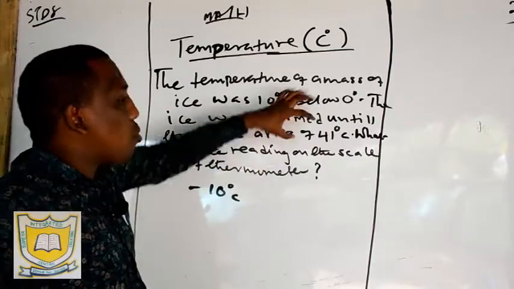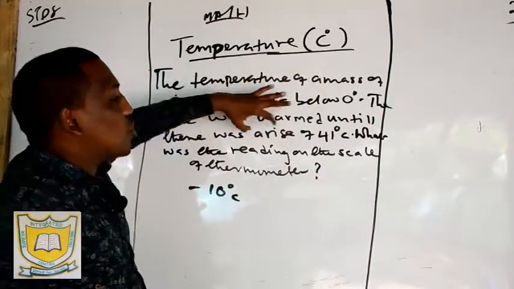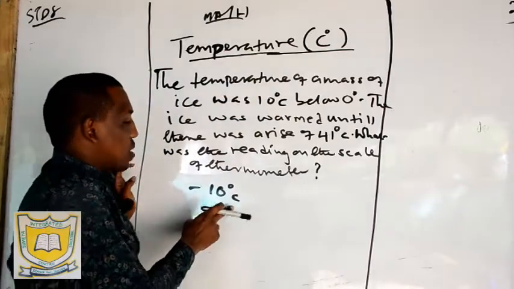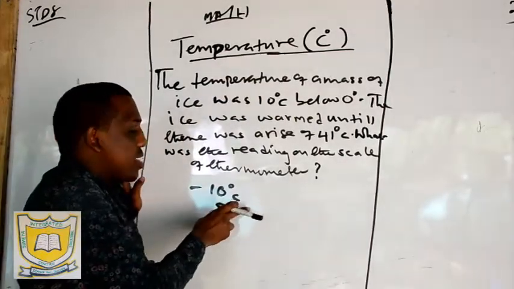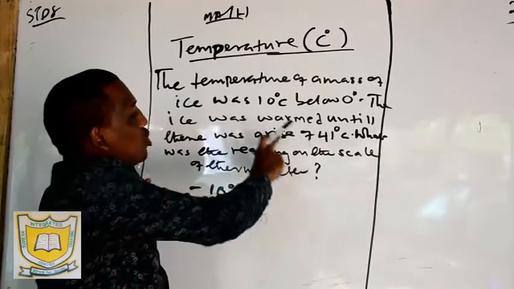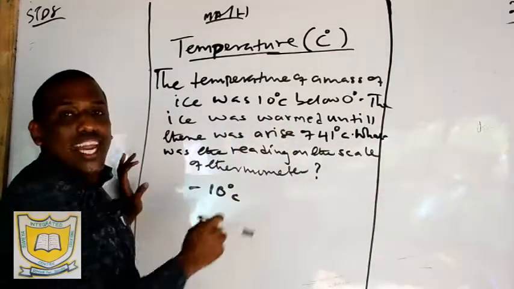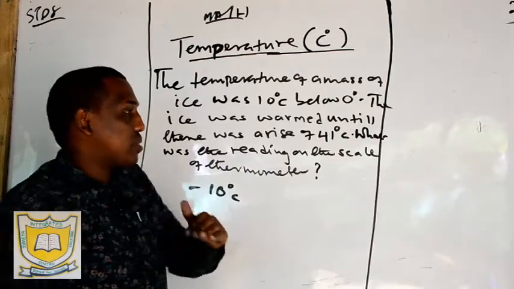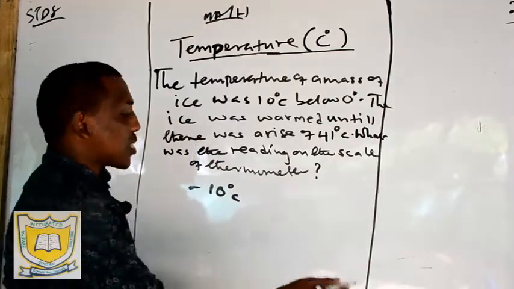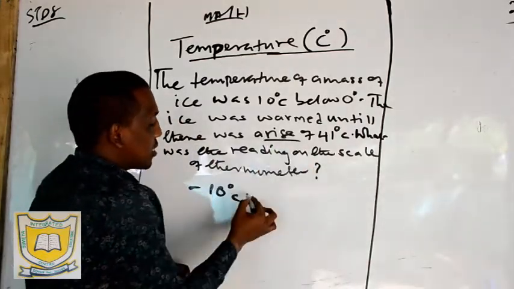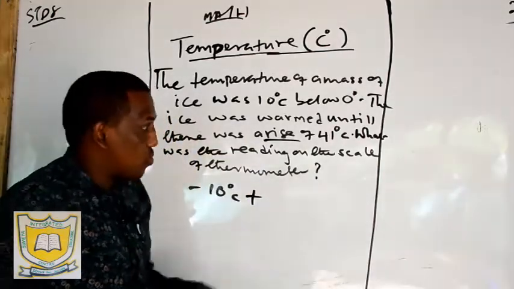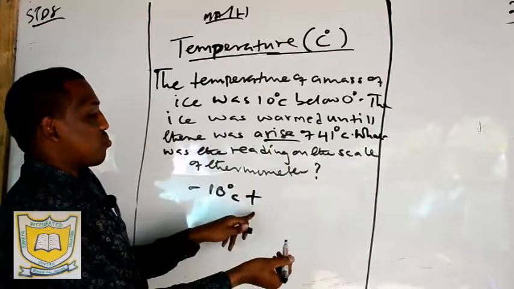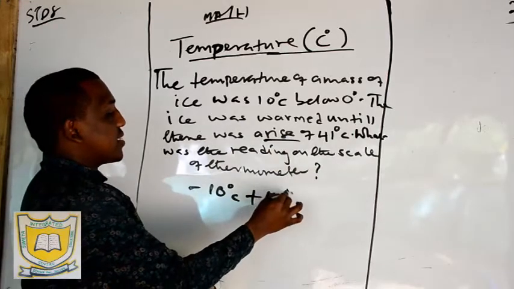The ice was warmed, it was heated until there was a rise. So this one was in a refrigerator, and it was heated now. You put it on fire, then the temperature will increase. A rise means the temperature has gone up. If you hear until there was a rise, that is plus. If you hear until there was a drop, that is minus. So the rise is plus 41 degrees Celsius.